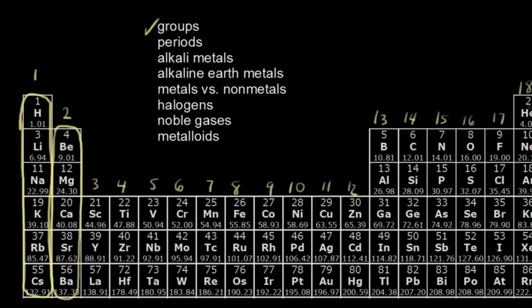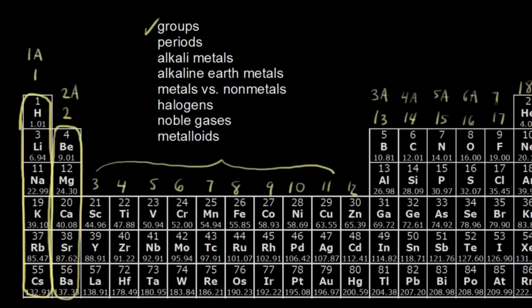There is another way to number your groups, and that would be to say that group 1 is group 1A, group 2 is group 2A. And then kind of ignoring groups 3 through 12, continue on with your numbering system. So 1A, 2A, that would make this group 3A, group 4A, group 5A, group 6A, 7A, and finally 8A. And the second way of numbering your groups is useful when you're thinking about valence electrons.